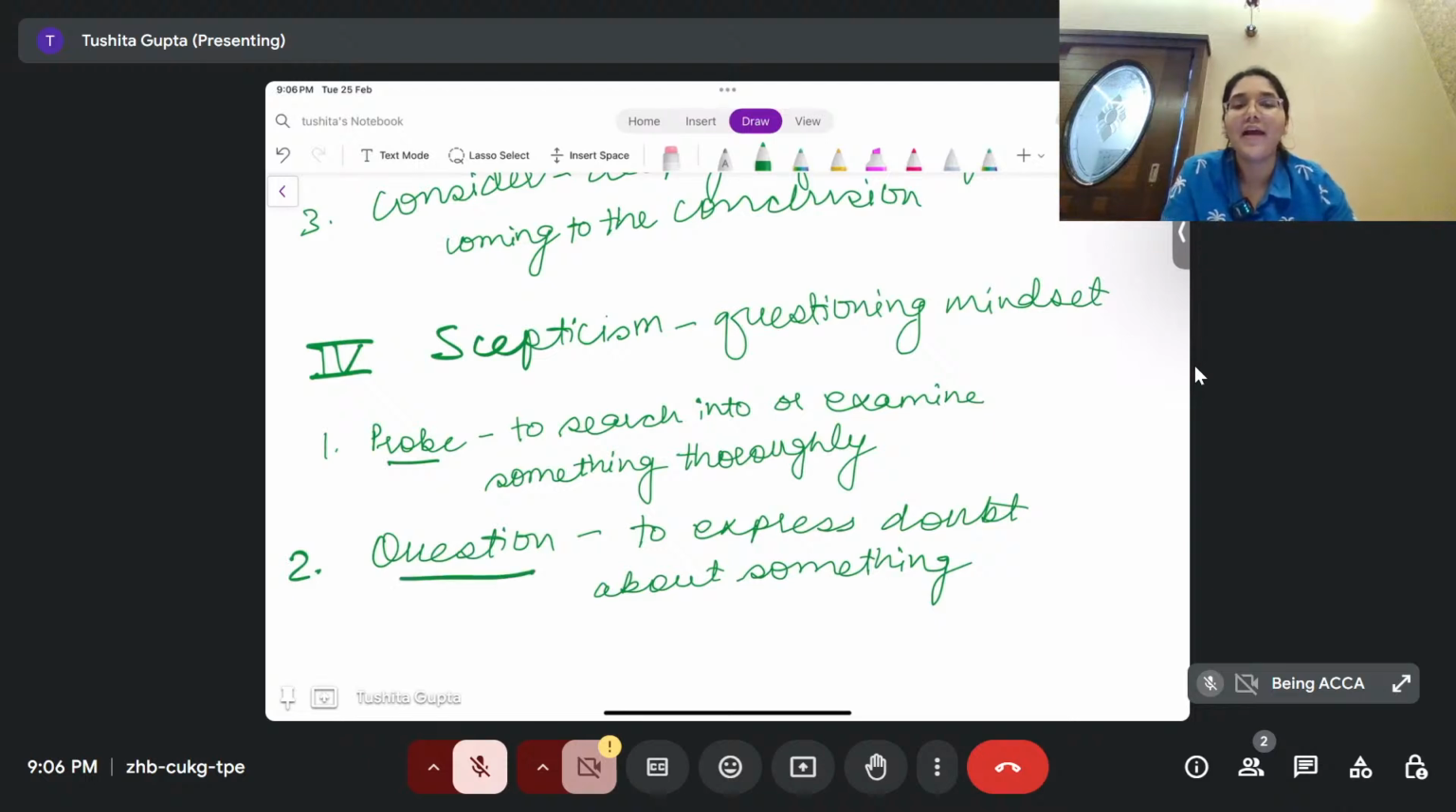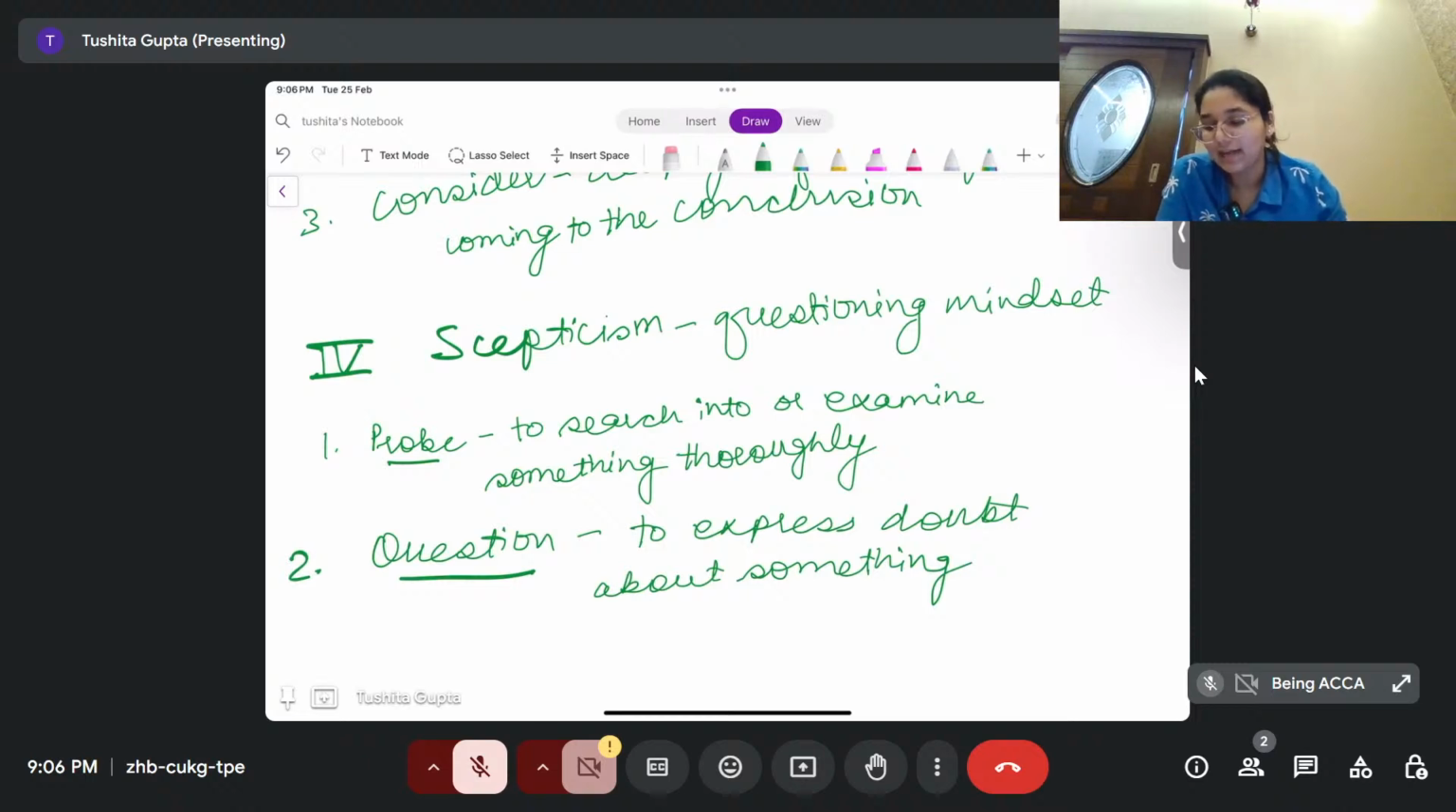You will say in your answer that I highly doubt that the tax rates are going to remain constant for a period as long as 10 or 15 years. So this is how you're going to show your skepticism skills. You're going to tell the examiner that, see, we are not directly believing what is being told to us, we are questioning the things that are being said to us or given to us by the management.